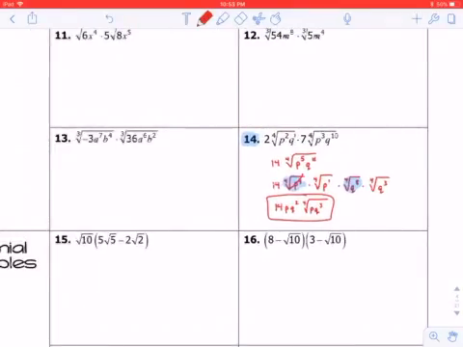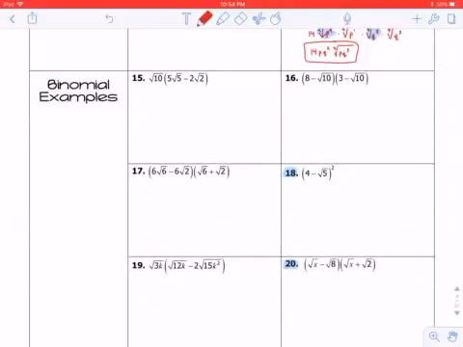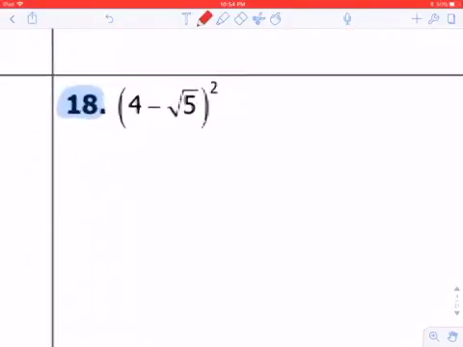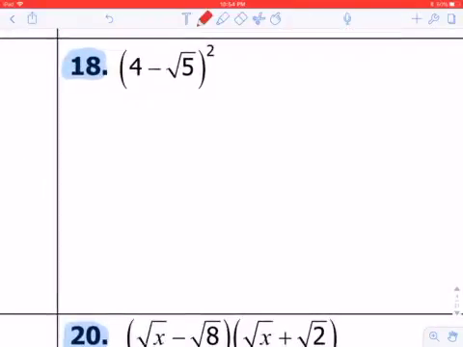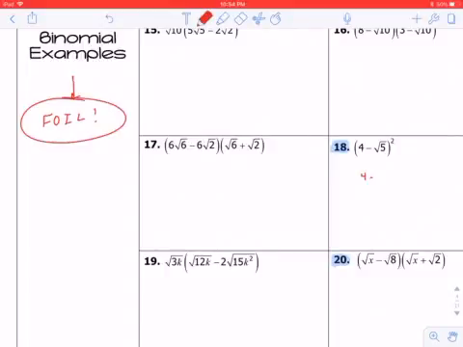Now this is with monomials. I have the multiplying with binomials here, but you'll see the multiplying is probably the easiest part, as I'm trying to get across here. But now we're moving into binomials. So starting with number 18, when you're dealing with binomials, the concept that we already know here is FOIL. So we're still going to be foiling with these.